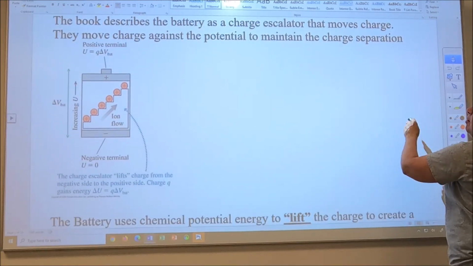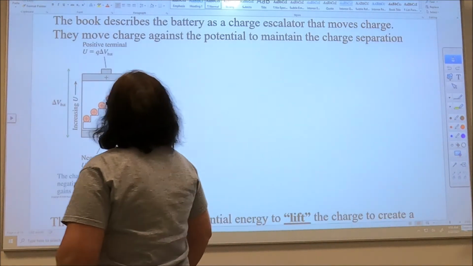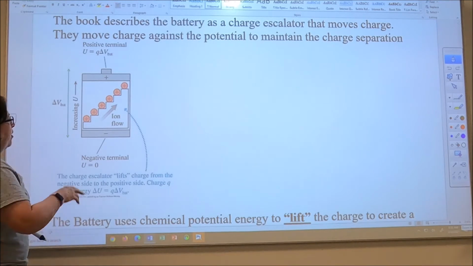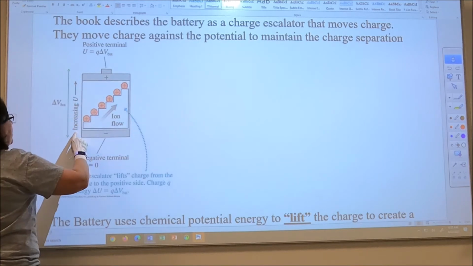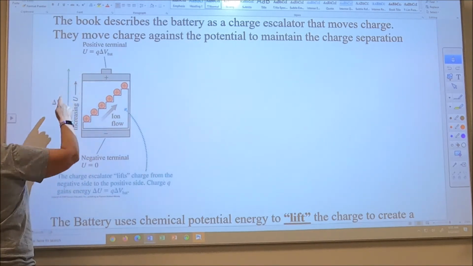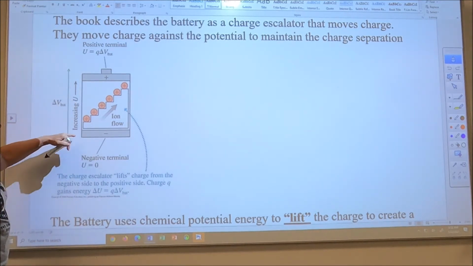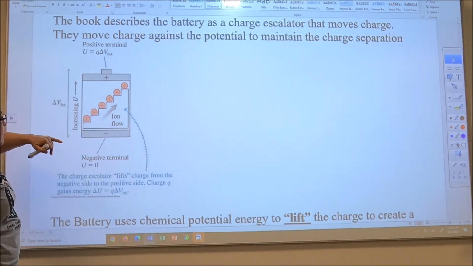Now, your book talks about the battery as being a charge escalator. It's a very simplistic way to look at it. As you go from the negative side of the battery to the positive side, you can think about positive charge being carried up toward the positive terminal, which means that from the negative side to the positive side, there's an increasing electrical potential energy. Remember, the negative plate is always going to be our lowest potential energy, and the positive plate is going to be our highest potential energy.